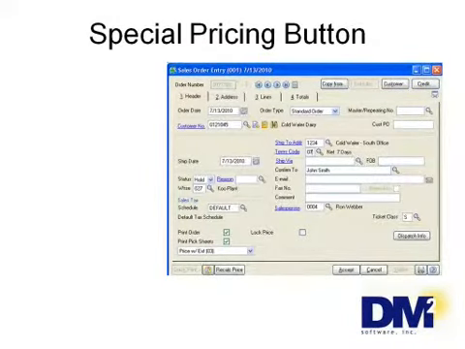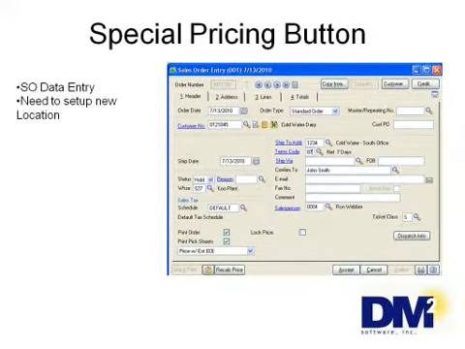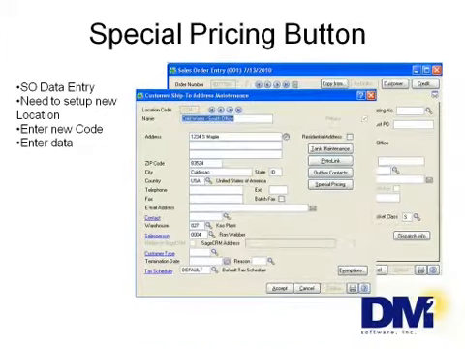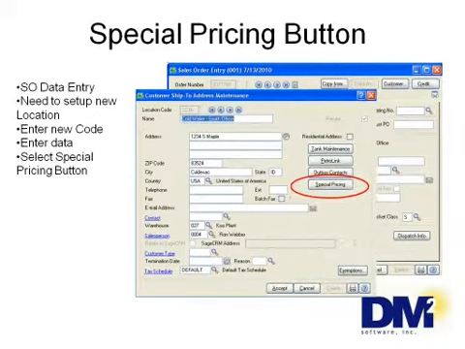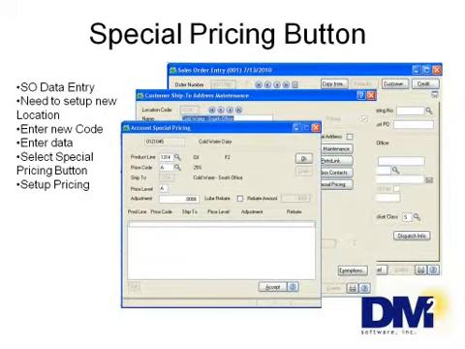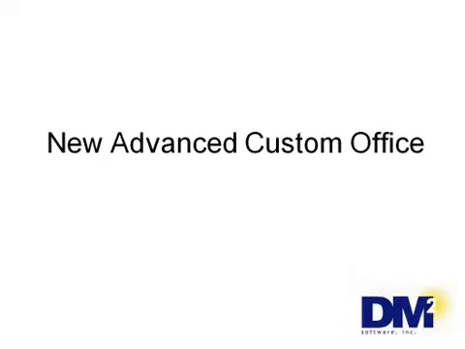So here's another place. I'm over in sales order data entry. Now I need to set up a new location. So I'm going to come in here, enter a new ship to code, and enter all of the data for that new ship to, and here I am in sales order. There's the special pricing button. I'm going to click on it and set up the special pricing for that ship to, and we're done. And now I'm able to process that order for that new ship to location. And I didn't have to give that person authorization to get over into AR.